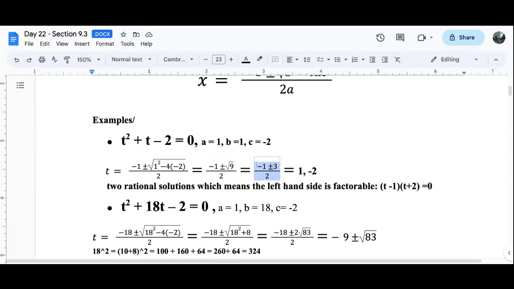So we get two solutions. Negative 1 plus 3 divided by 2 gives us negative 1 plus 3, which is 2. 2 divided by 2, which is 1. Negative 1 minus 3, which is negative 4. Negative 4 divided by 2, negative 2. So we do get two solutions, right? Same as the solution from factoring.